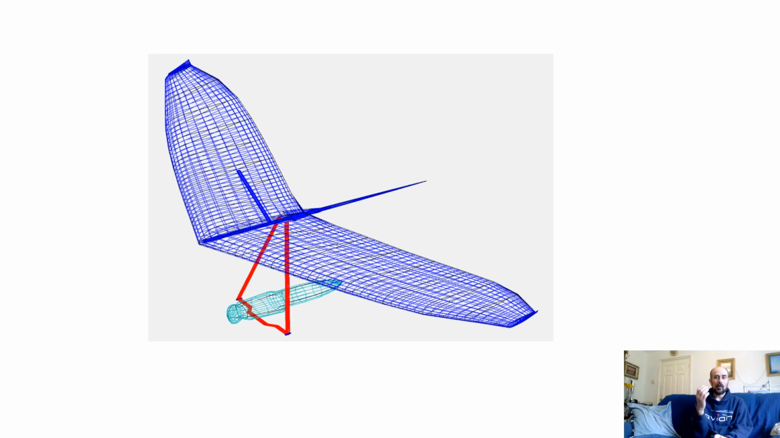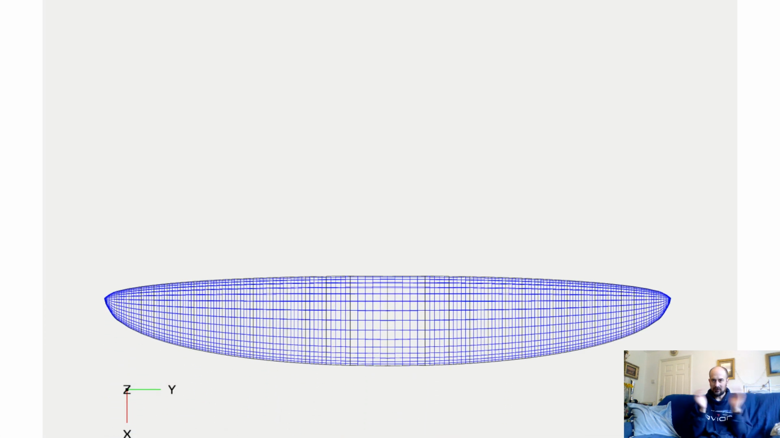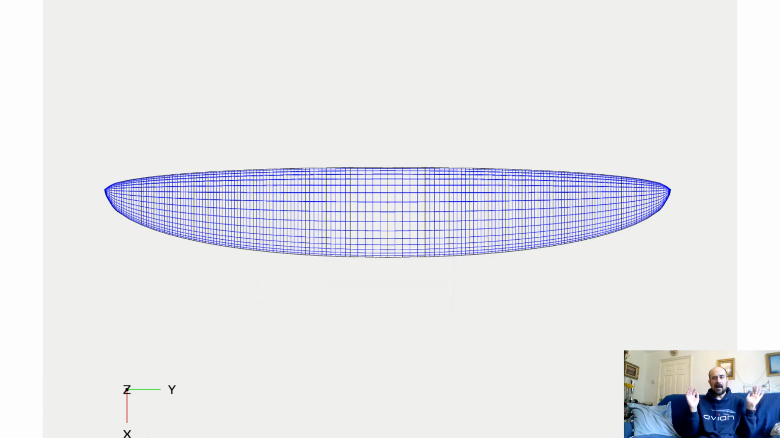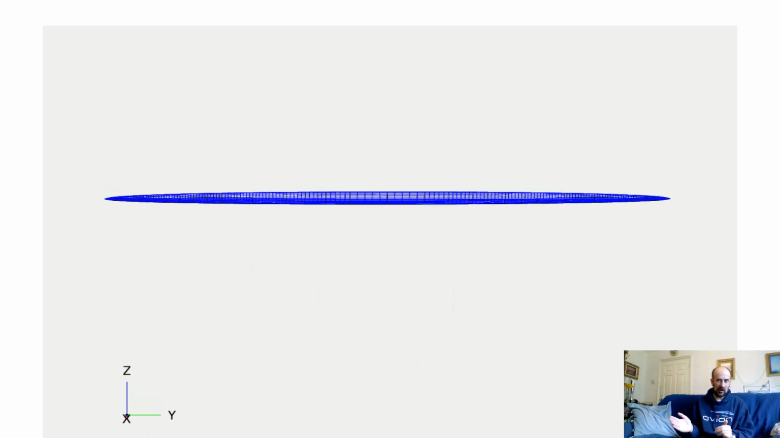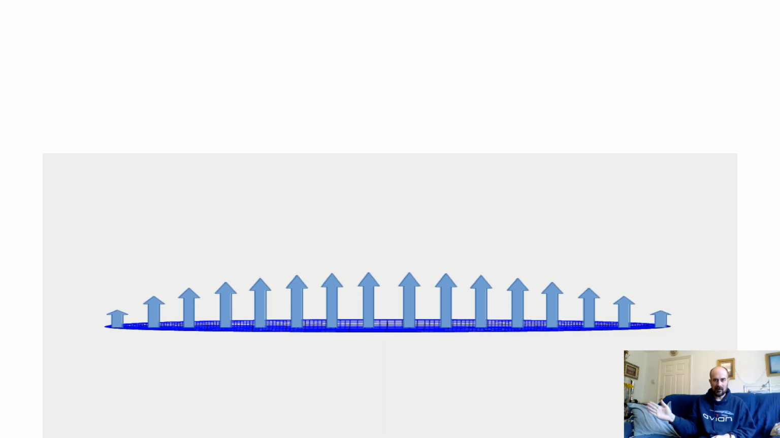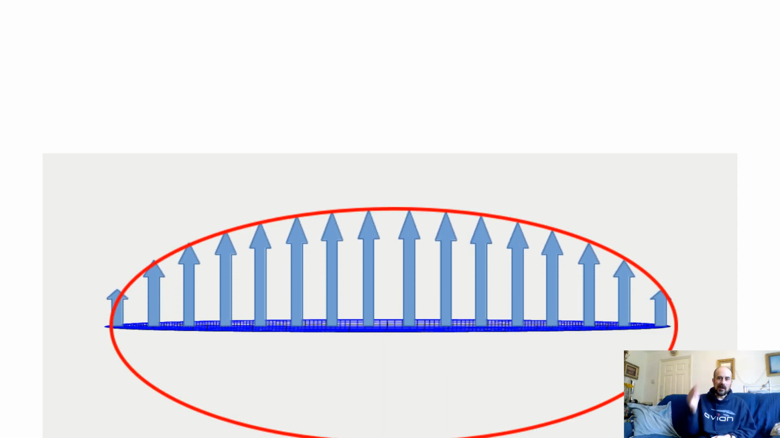For a planar wing, so that's one without any dihedral, without any winglets or anything like that, just a flat wing, then that perfect lift distribution is an elliptical lift distribution. So what that means is that if we drew a graph of the amount of lift that each section on the wing was generating, then the shape of that graph would be elliptical.